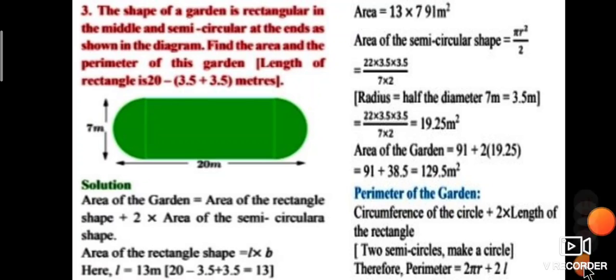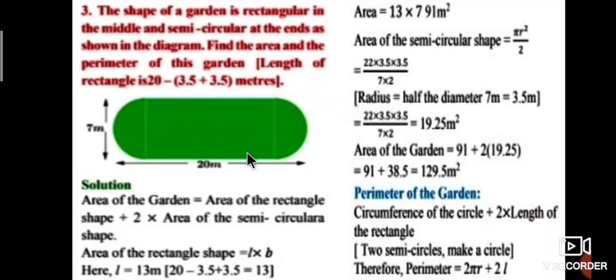Okay, the next question is, the shape of a garden is rectangular in the middle and semicircular at the ends, as shown in the diagram. Find the area and the perimeter of the garden. The length of the rectangle is 20 minus 3.5 minus 3.5 meters.